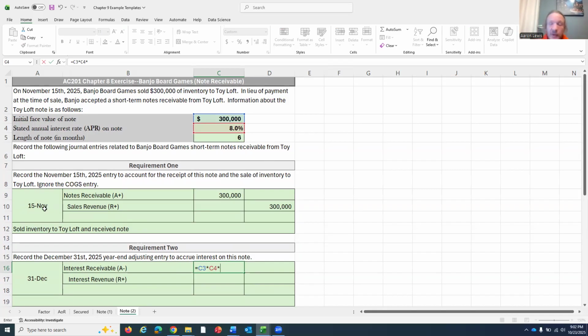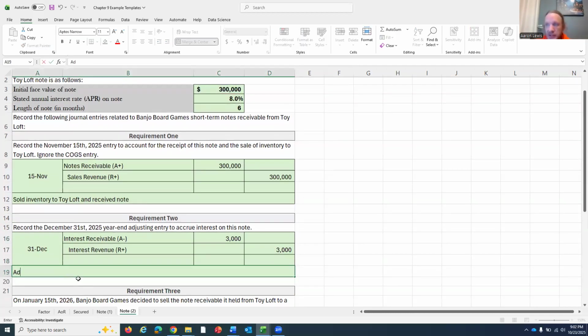Well, this is the dead middle of November, which means the second half of November had passed and all of December has passed. So how many months are between November 15th and December 31st? A month and a half. So my fraction is going to be 1.5 over 12. And it comes up to 3 grand. $3,000 is accumulated on this note during the 2025 business year. We adjusted for accrued interest on the Toy Loft note.